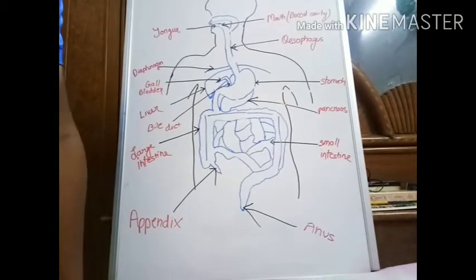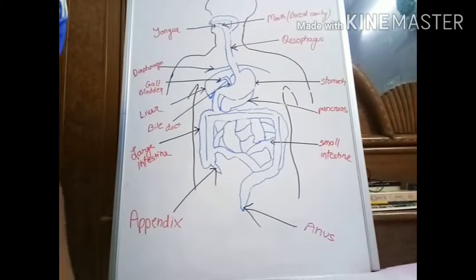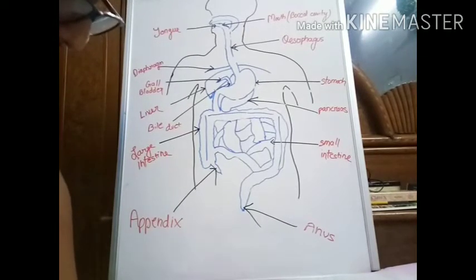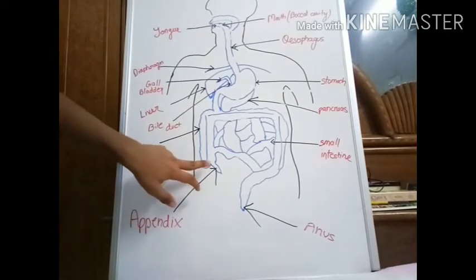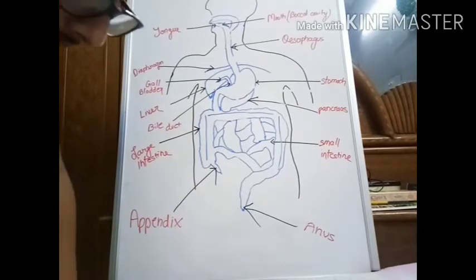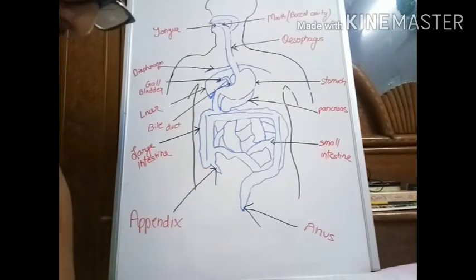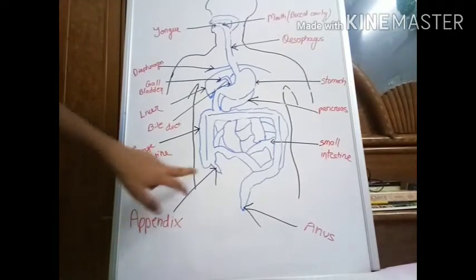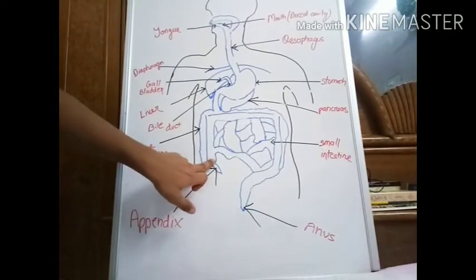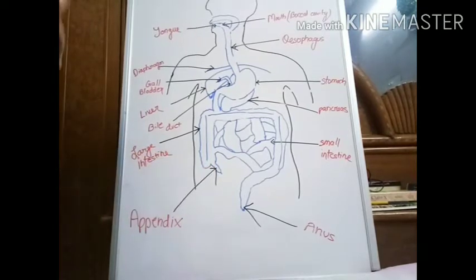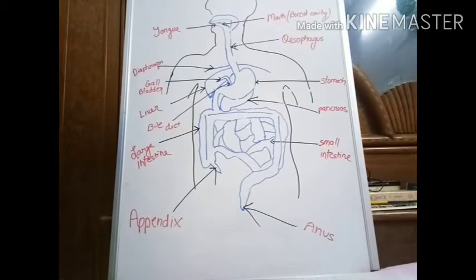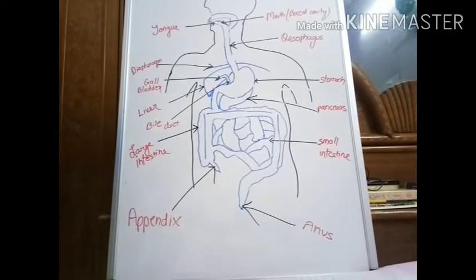So there are finger-like projections. I failed to say that. There are finger-like projections in the appendix and the colon, which are a safe house for bacteria. They are known as the appendix. This is a safe house for the bacteria who help in the digestion of food.